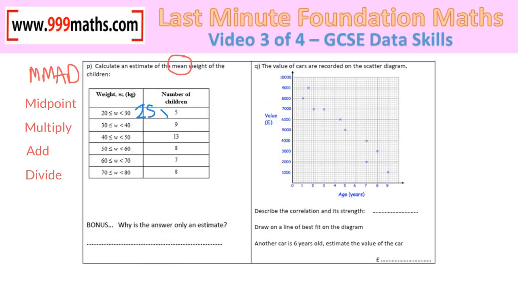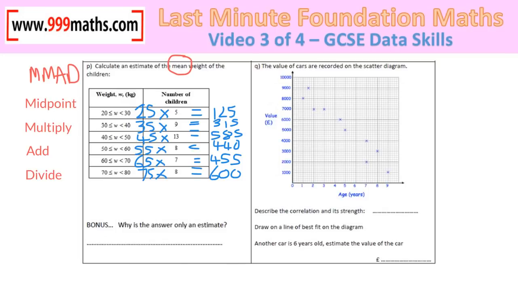I'm going to multiply those values together. I'm going to write my totals at the end of the row. I'm going to repeat that across all the rows. So that's the midpoint done, it's the multiply done. Now we're going to add, and the values that we're going to add are these ones we've calculated, and on a calculator that's given me 2,520. And we also add the frequencies.